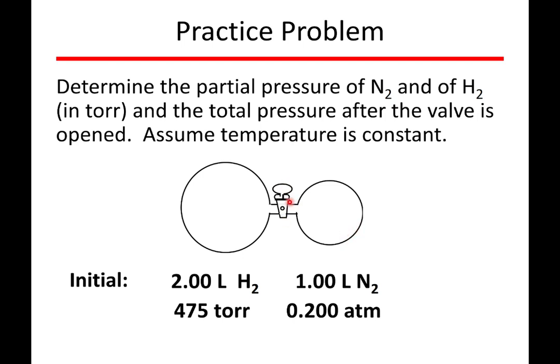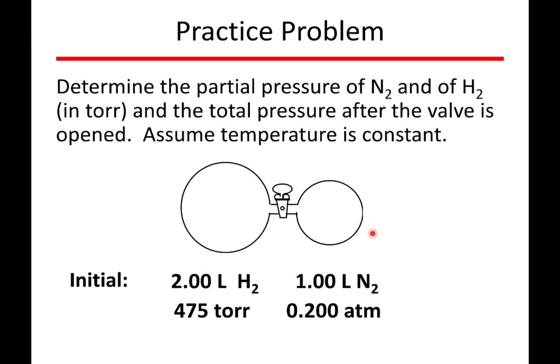But what we're going to do now is open the valve and allow the gases to mix. And we're asked to determine what the total pressure in this whole system will be after the valve has been opened. Furthermore, we're told that we can assume temperature is constant, and that will help us in the analysis of this problem. Let's start by trying to figure out what's going on in this problem and what type of problem we're dealing with here.